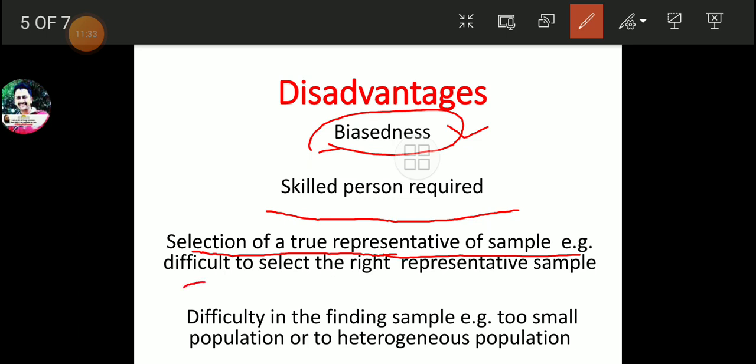For example, it is difficult to select the right representative of the sample. That means sampling has its difficulty: it is difficult to select the right representative of the sample.